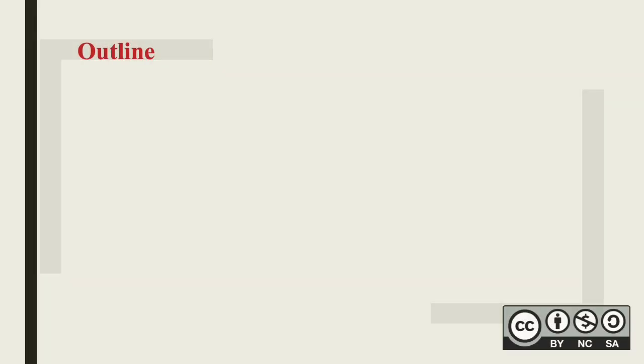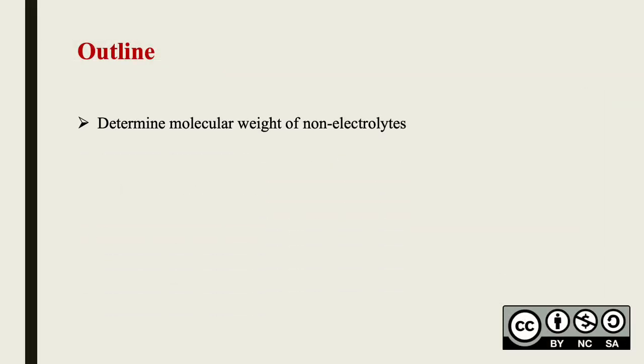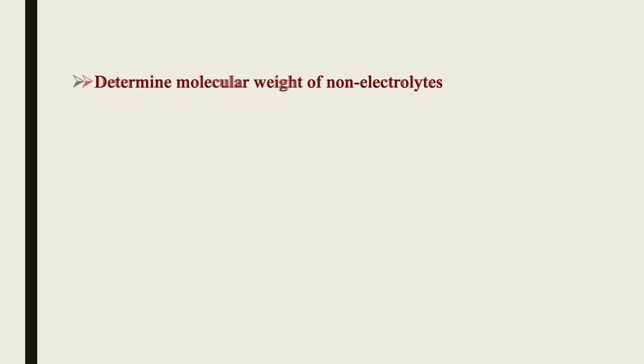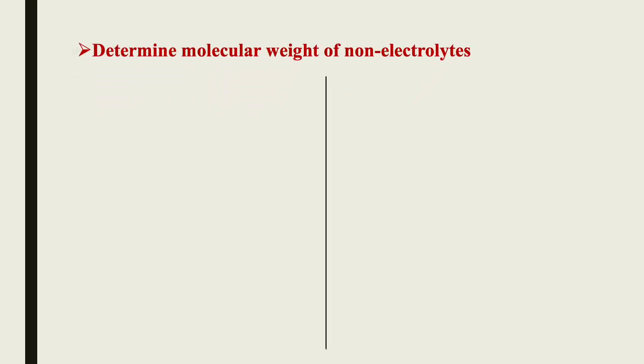Here is the outline. First, I will go through determining the molecular weight of non-electrolytes, followed by abnormal molecular weight of electrolytes, then the relation between Van't Hoff factor and degree of dissociation of electrolytes by colligative properties. So let's start with non-electrolytes. How can we determine the molecular weight of non-electrolytes?